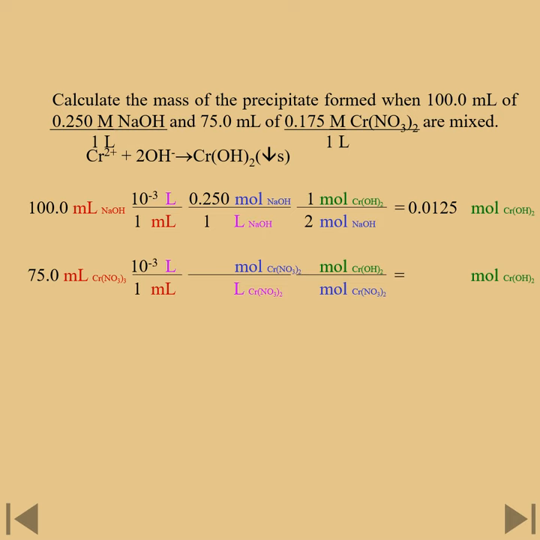Again, 1 milliliter is 10 to the negative third liters. This time the concentration of the chromium(II) nitrate is 0.175 moles per liter. And it's a 1-to-1 reaction, so 1 mole of chromium(II) hydroxide per 1 mole of chromium(II) nitrate. And this gives me 0.0131 moles of chromium(II) hydroxide.